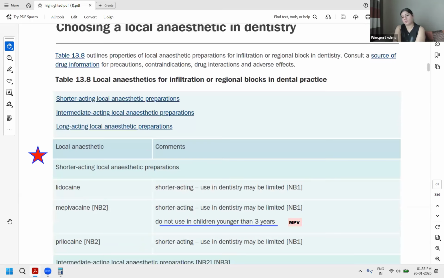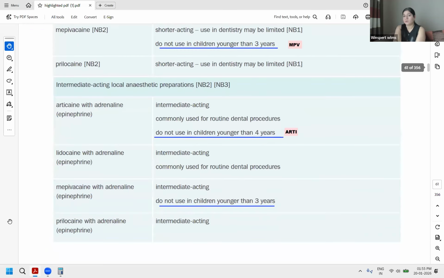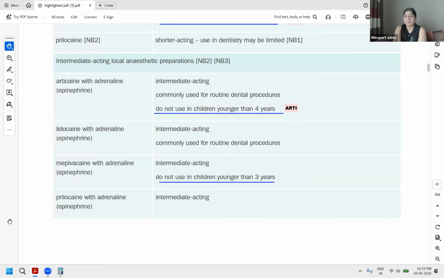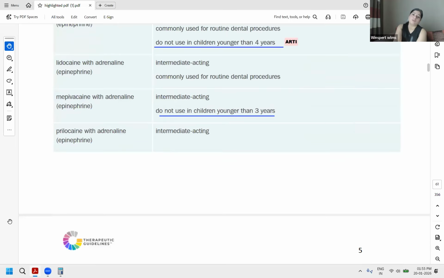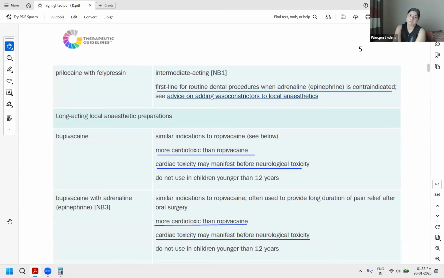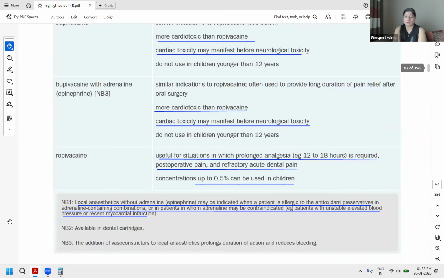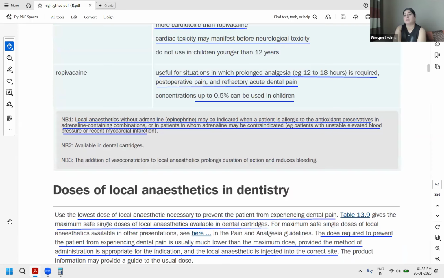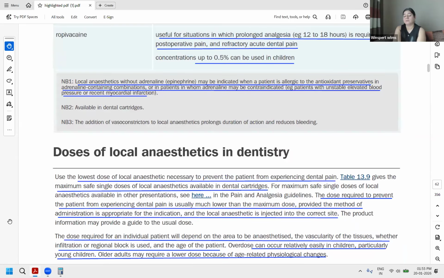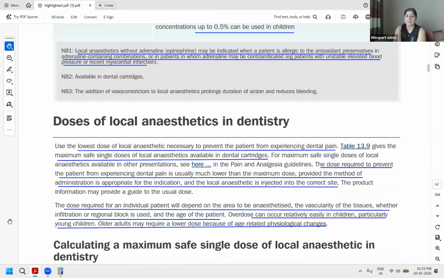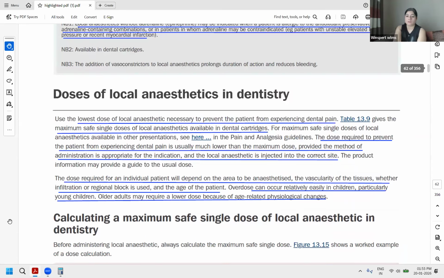Choosing the anesthesia, I've told you, Articaine is first choice, lignocaine then, with adrenaline, both of them. And wherever the adrenaline is not, then Prilo with Felypressin. Articaine cannot be given below the age of 4. That also you need to memorize and take care if pediatric patients are asked in the exam. You should not choose it.